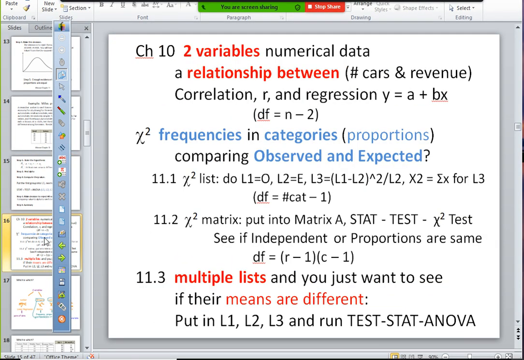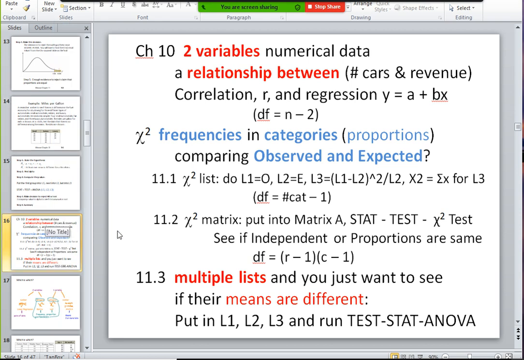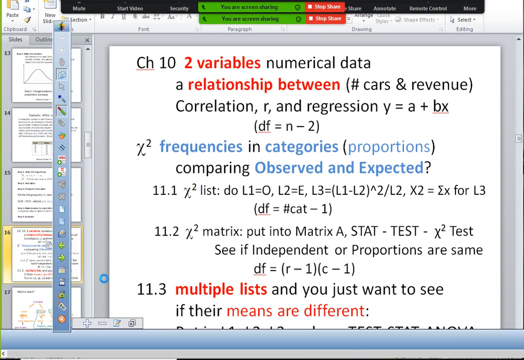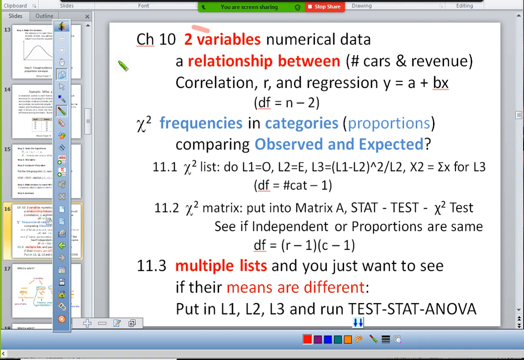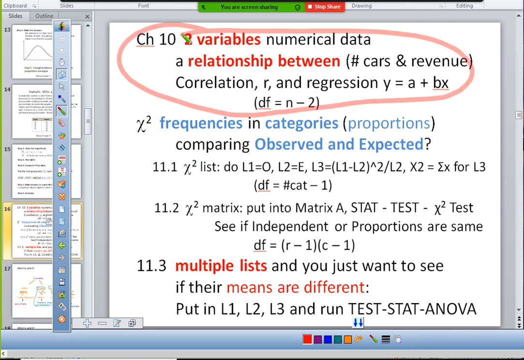Okay, and then again, this is a quick summary of what I've talked about. It feels like a million times already, right? So we had 3 different main areas. We had chapter 10, which is that correlation regression. And you're going to be making a prediction. And we have two different kinds of data. So we had two variables and their numerical data.